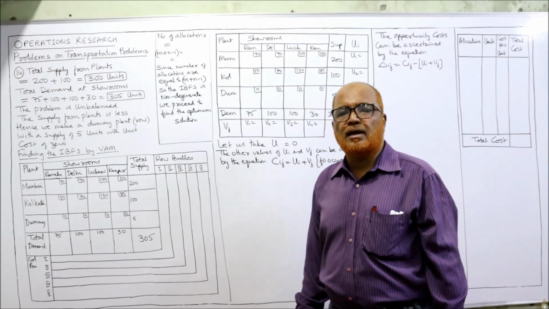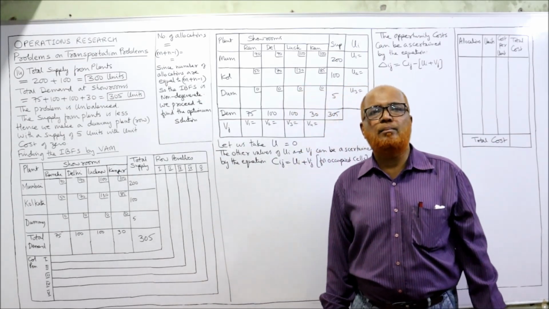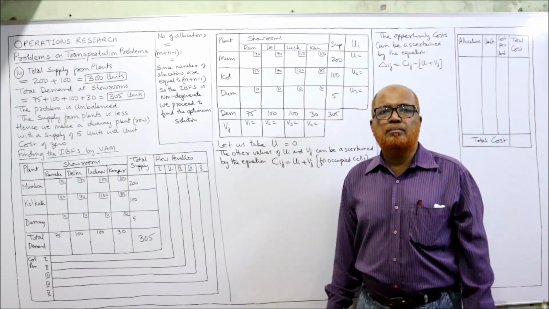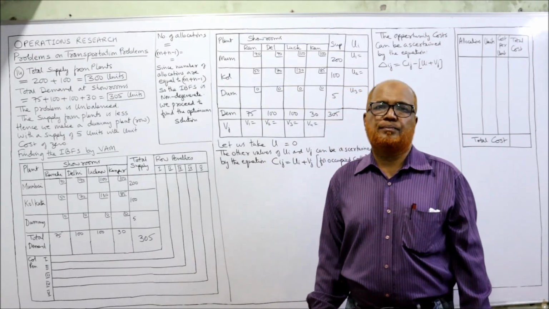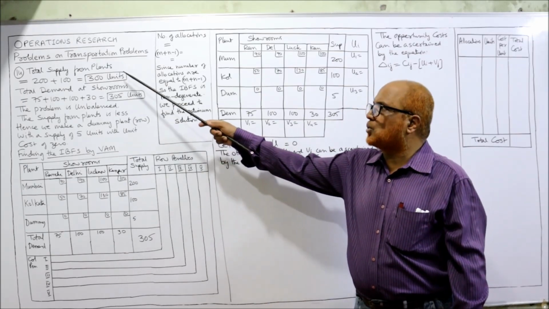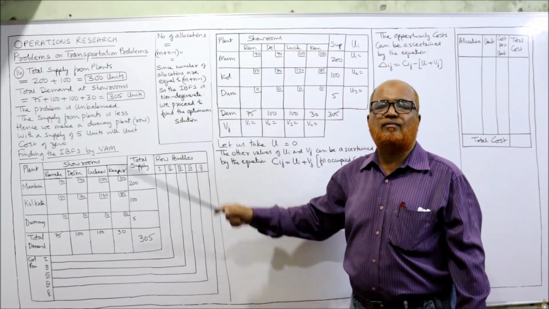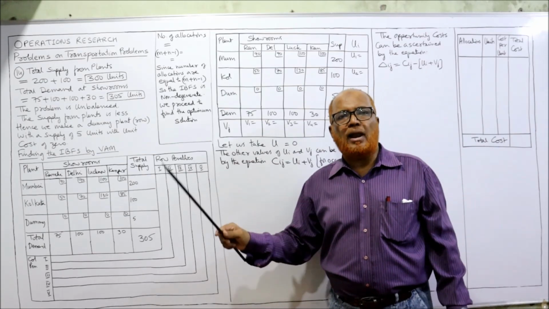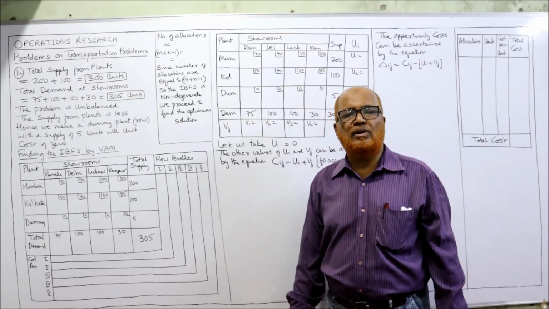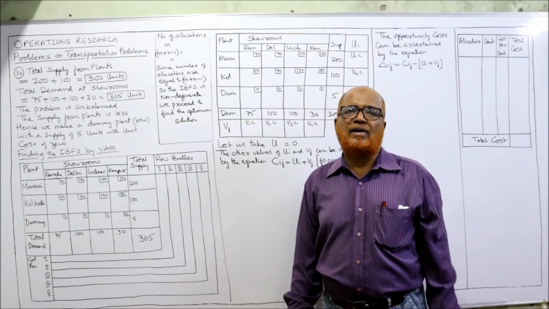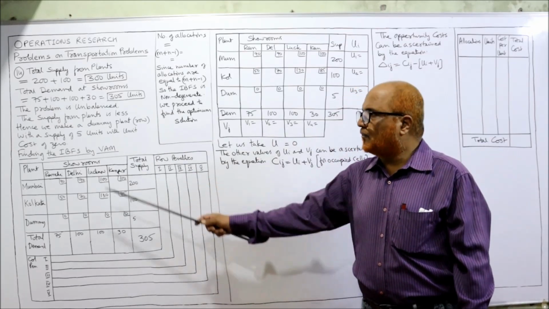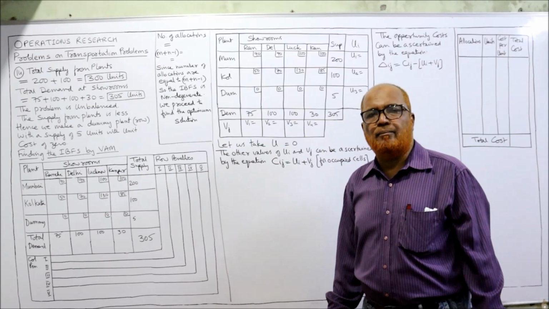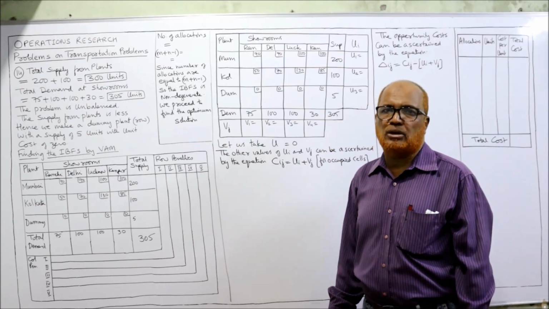Total demand and total supply are not equal, so it is unbalanced. So how to make it balanced? Because plant supply is only 300 and we need 305, we make a dummy plant. One dummy row we will open with a supply of 5 units and 0 unit cost. That's it. Now finding out the IBFS by VAM, Vogel's approximation method.